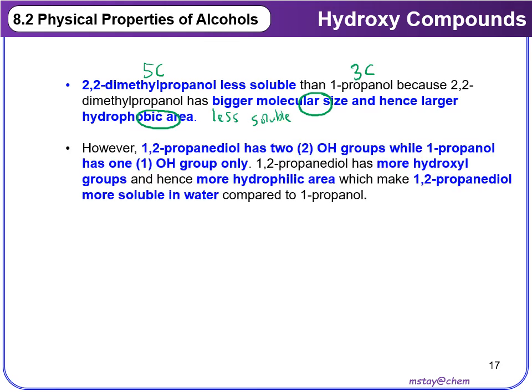The last pair is 1,2-propanediol, which has 2 hydroxyl groups, and 1-propanol, which also has a hydroxyl group. The difference is one has 2 hydroxyl groups, one has 1 hydroxyl group. So you have to mention that it has more hydroxyl groups, so the hydrophilic area is larger and makes it more soluble in water compared to 1-propanol.